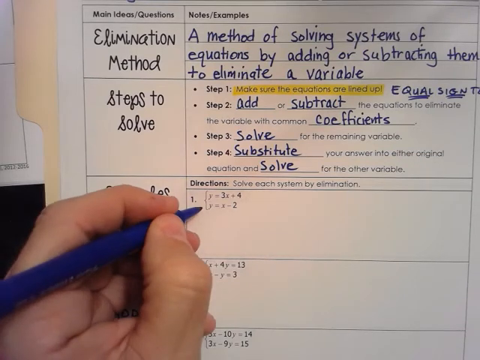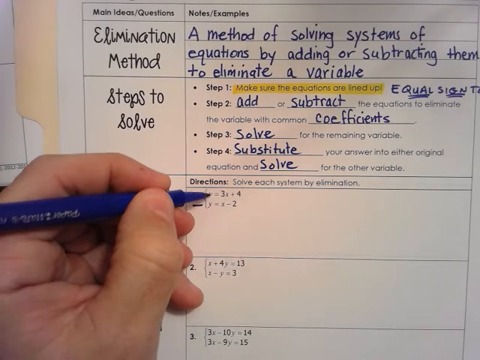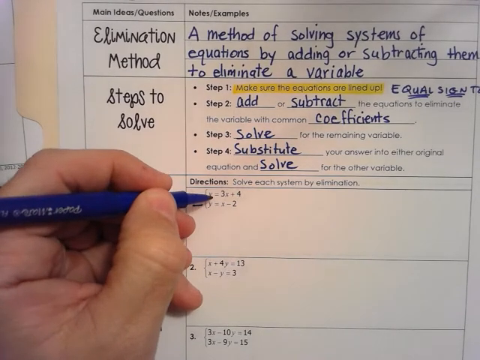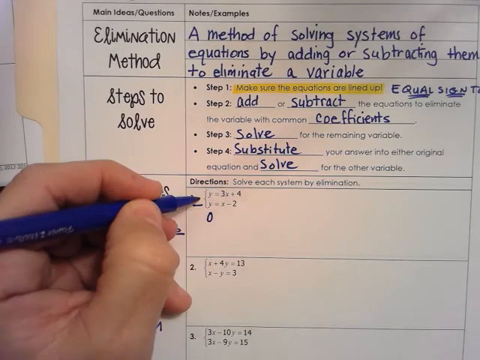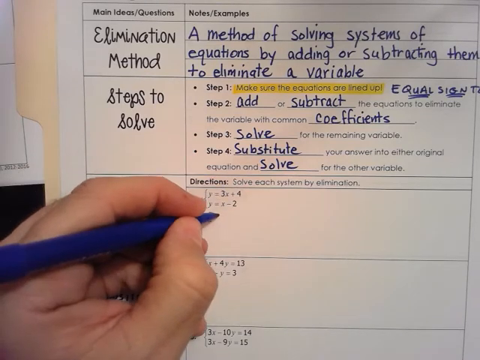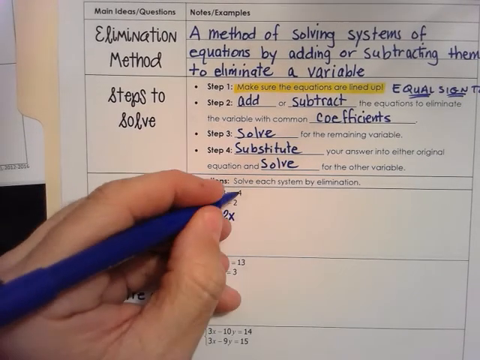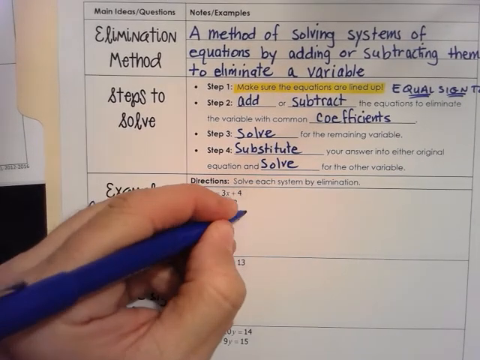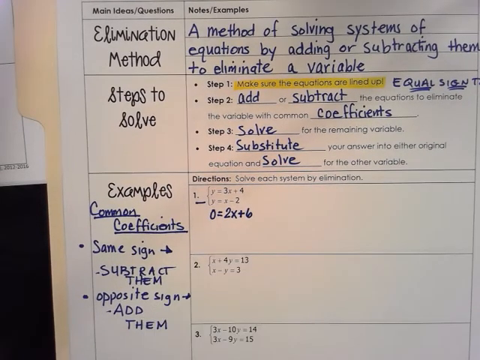Let's go ahead and do that. You'll subtract within the same variable. You're going to have y minus y, which is 0. You can have 3x minus x. That gives you 2x. And 4 minus a negative 2, well, that becomes 4 plus 2, which is 6. And that gives us an equation with one variable. When we have an equation with one variable, that's pretty easy to solve. You just want to get that variable alone.